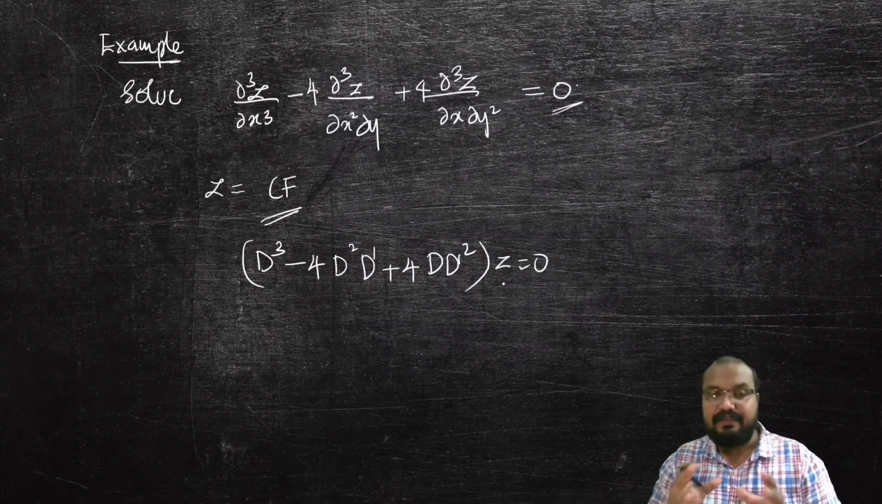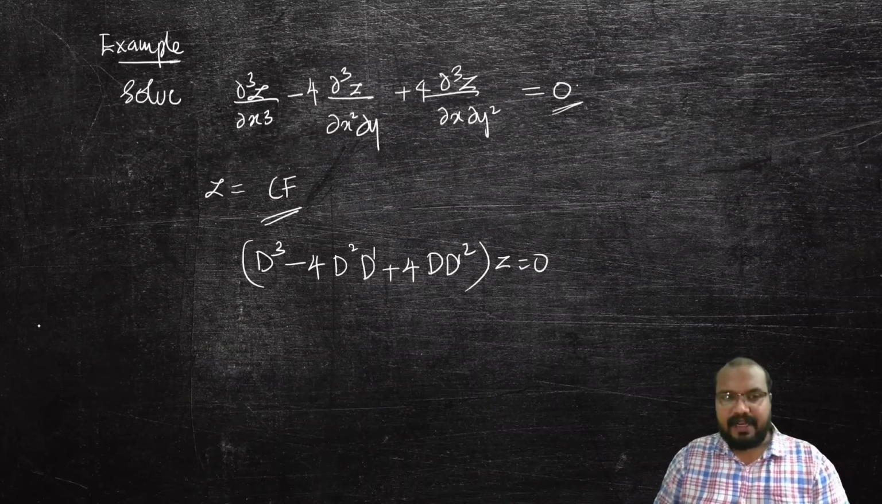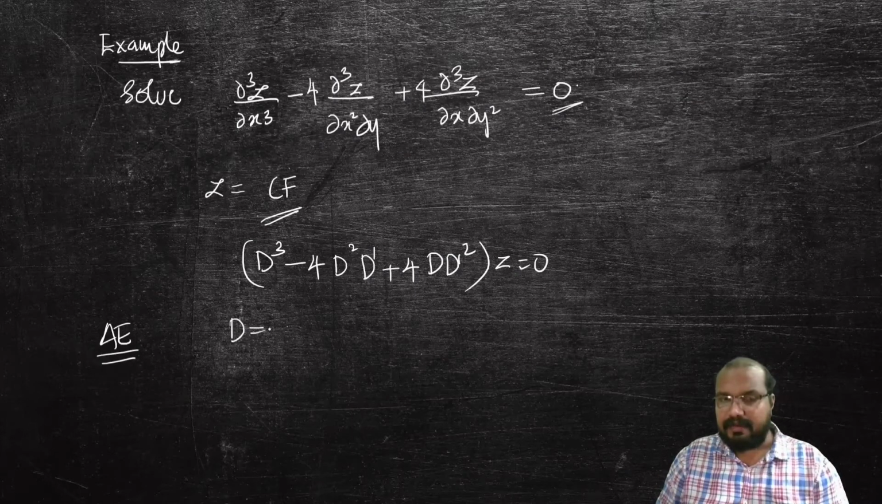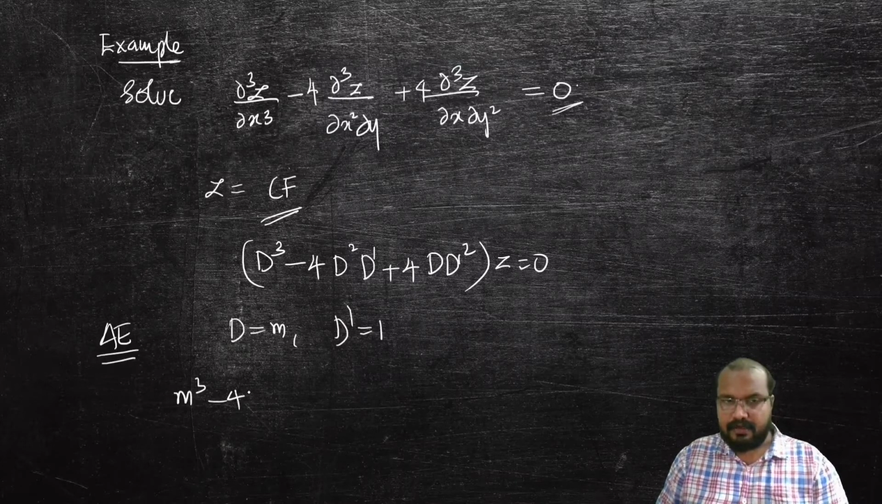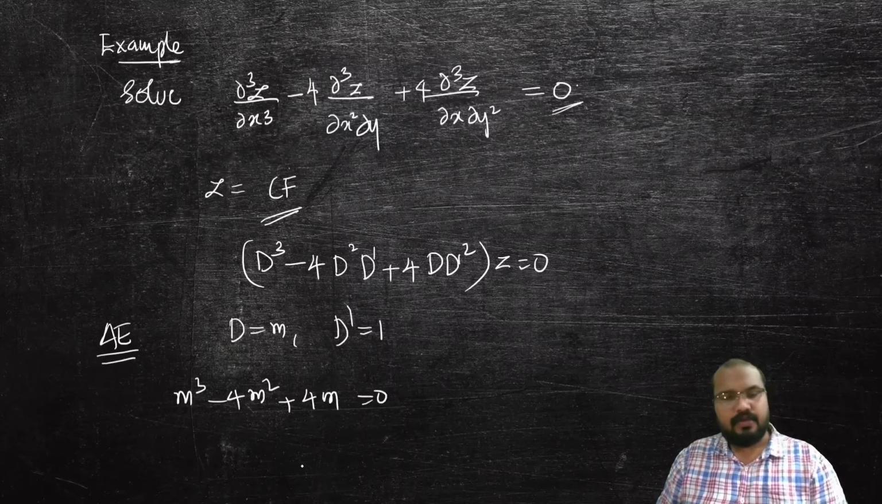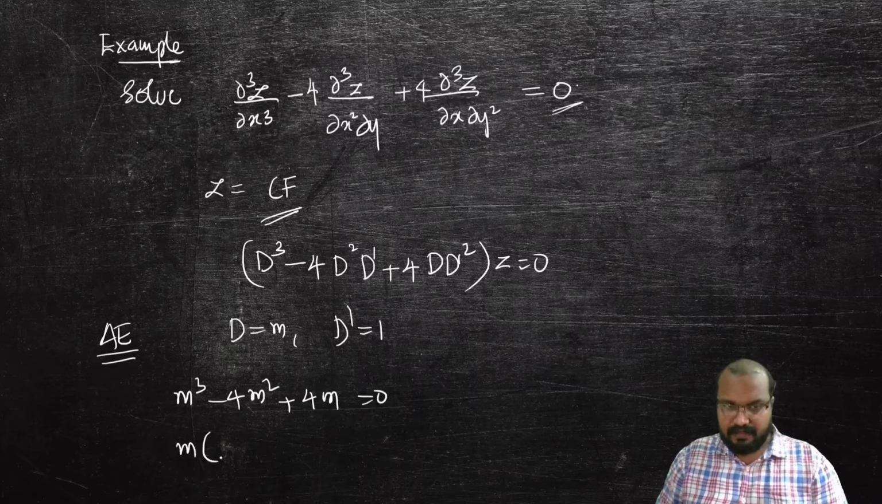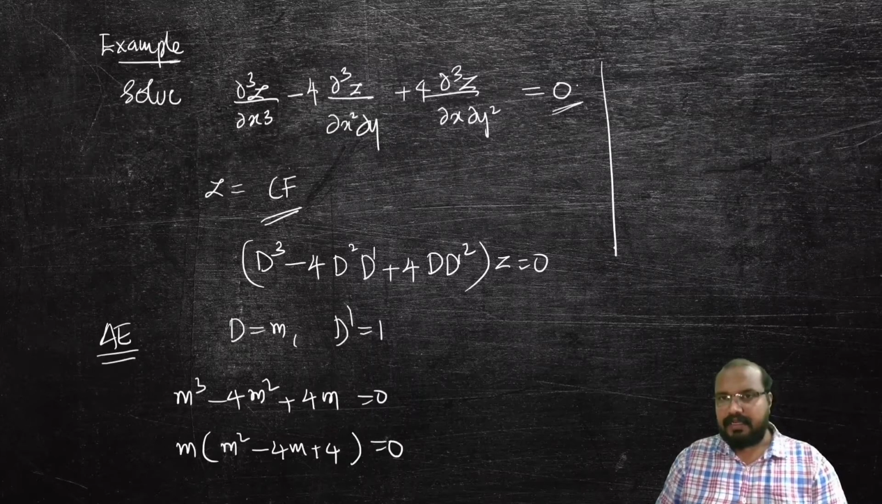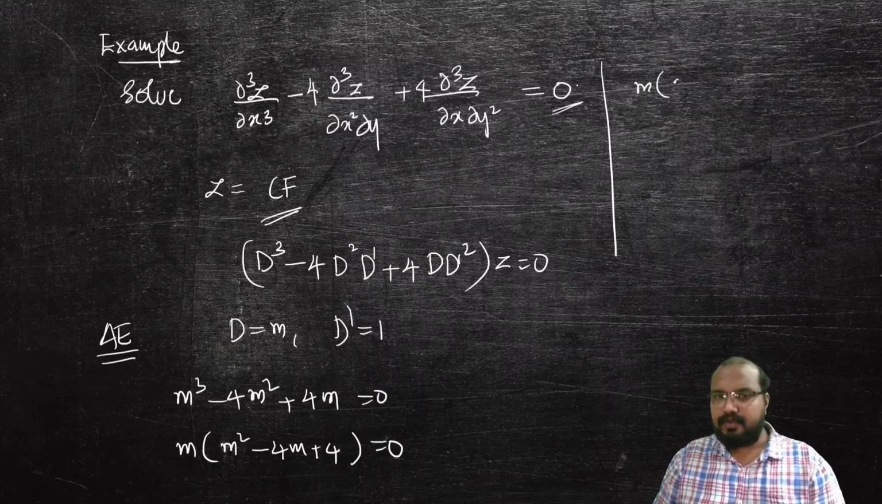This is its D form. Now we will write its auxiliary equation by taking D equal to m and D dash equal to 1. Therefore the equation becomes m cube minus 4m square plus 4m equal to 0. Solving this, we can take m outside: m square minus 4m plus 4 equal to 0, and we have m into (m minus 2) the whole square equal to 0.